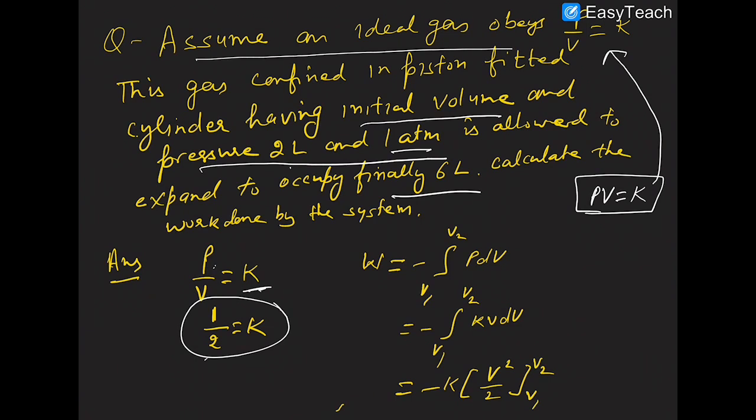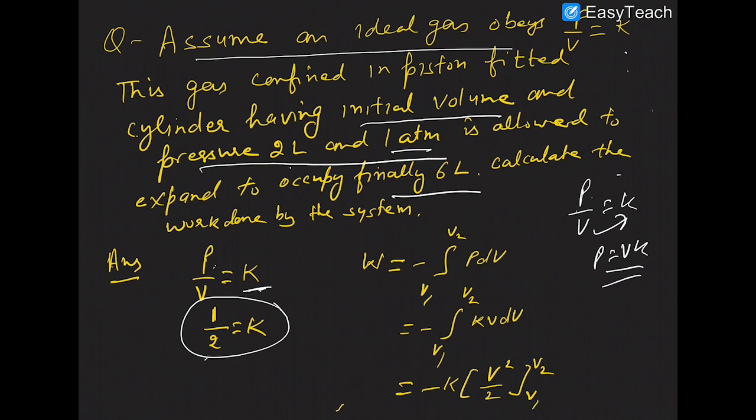It will be the summation of the steps. So the summation will be what? From volume V1 to V2. So in place of P, what can I put? As you know that P by V is equal to K, in place of P we can put KV into dV.